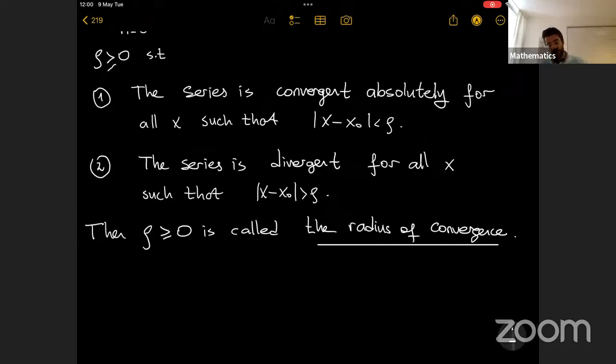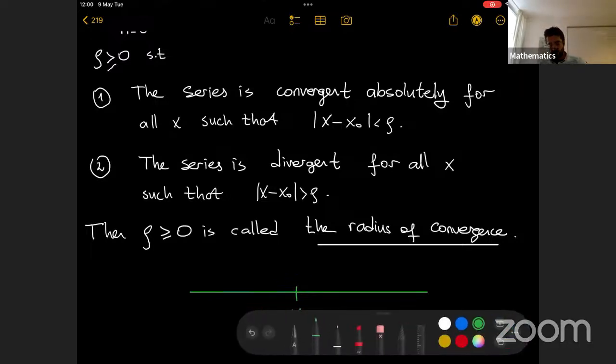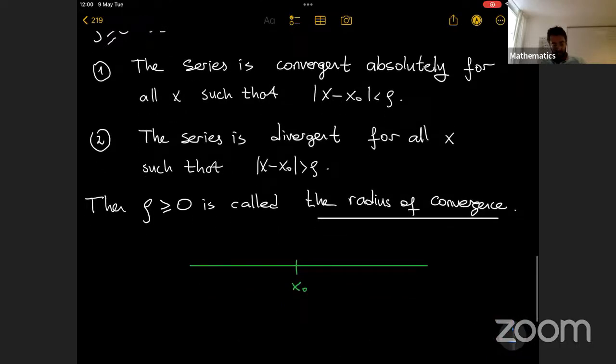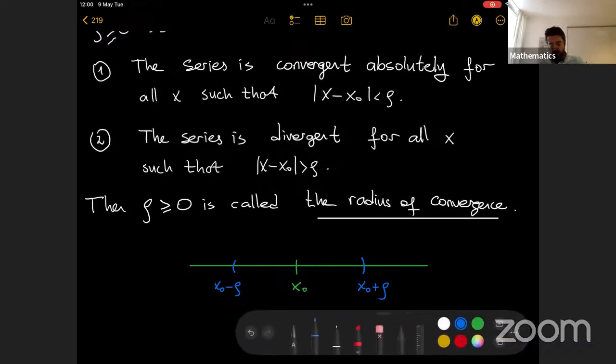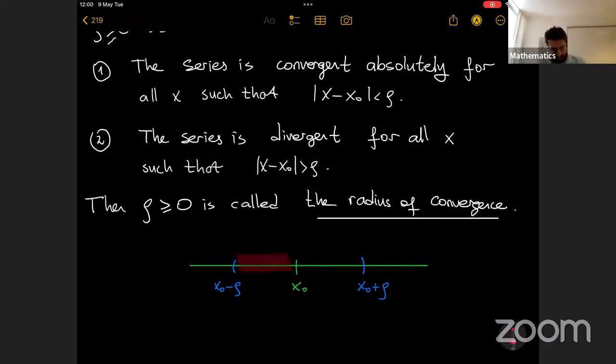So what I'm saying is, let's say you have the center here, x naught, and nearby the center we find an interval with radius rho. So this is x0 plus rho, and here we have x0 minus rho. In this interval, we have absolute convergence. Outside, the series is divergent. So when x is outside, the series is divergent. Inside, it is convergent, and it's absolutely convergent.